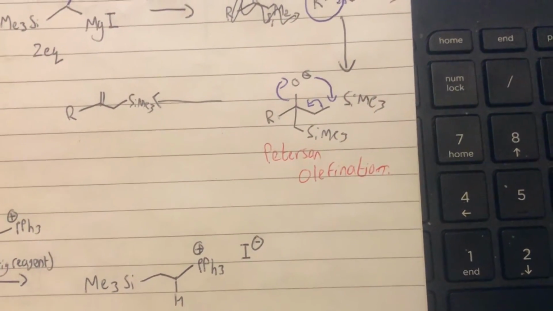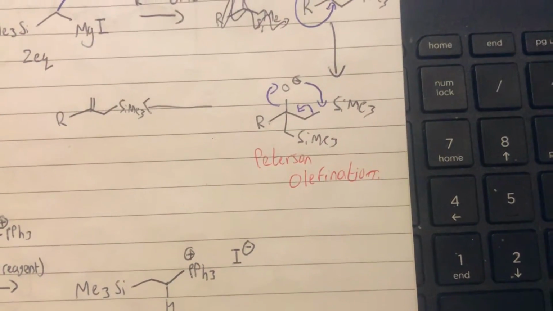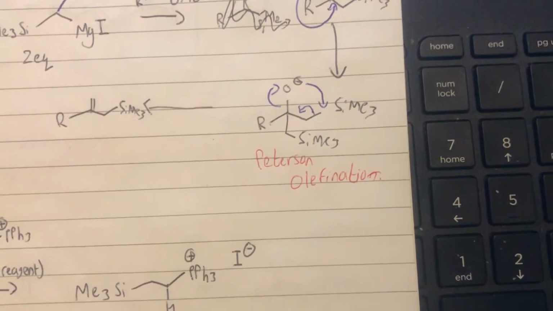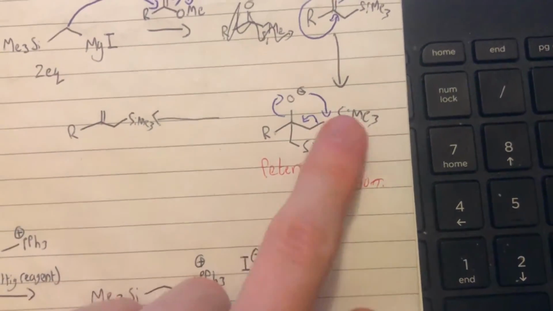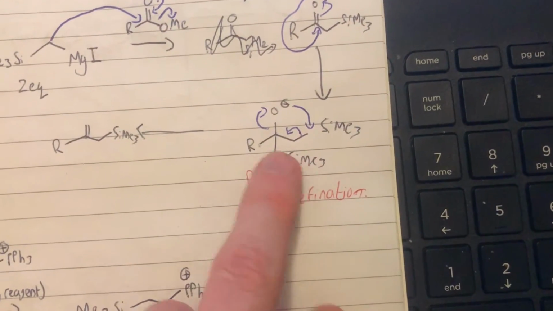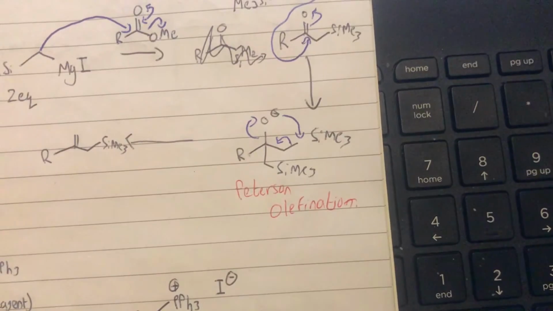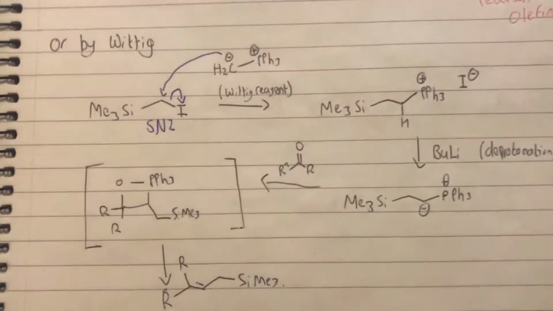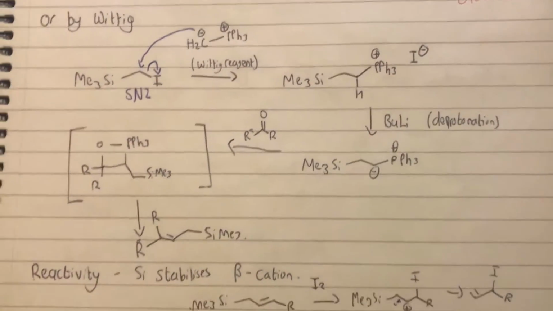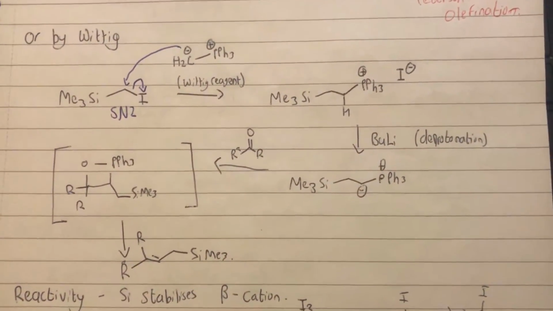And what we do is we remove one of our SiMe3 groups. In this case, we're going to remove this one here. Just donates the electron density back in, forming a double bond, and then we lose our oxygen as well. We can also form this by the Wittig reaction, which is a longer process, but some may say slightly easier.